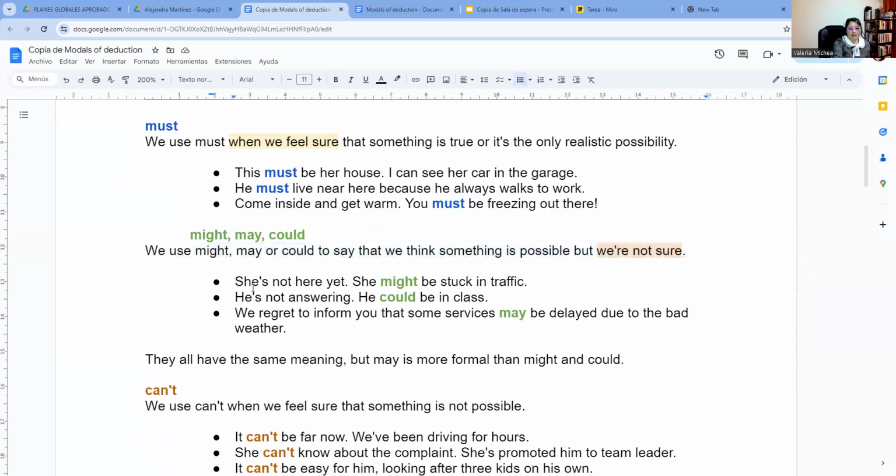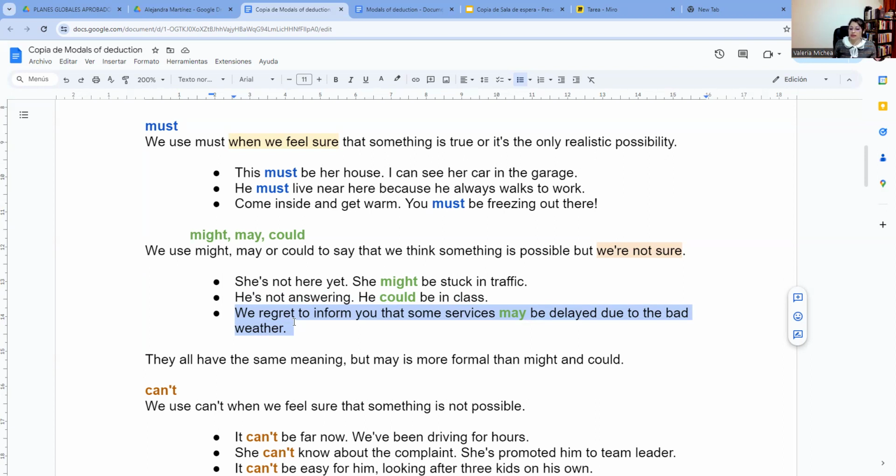So let's see the examples. She's not here yet. She might be stuck in traffic. He's not answering. He could be in class. Or we regret to inform you that some services may be delayed due to the bad weather. All right, so it depends on how certain you are.